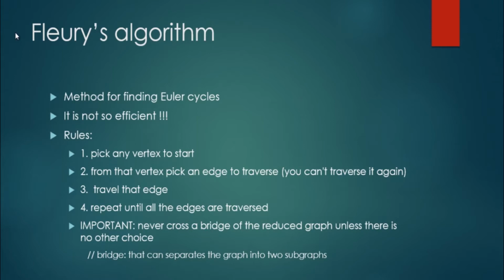There is only one important rule: never cross a bridge of the reduced graph unless there is no other choice. What is a bridge? That can separate the graph into two subgraphs.